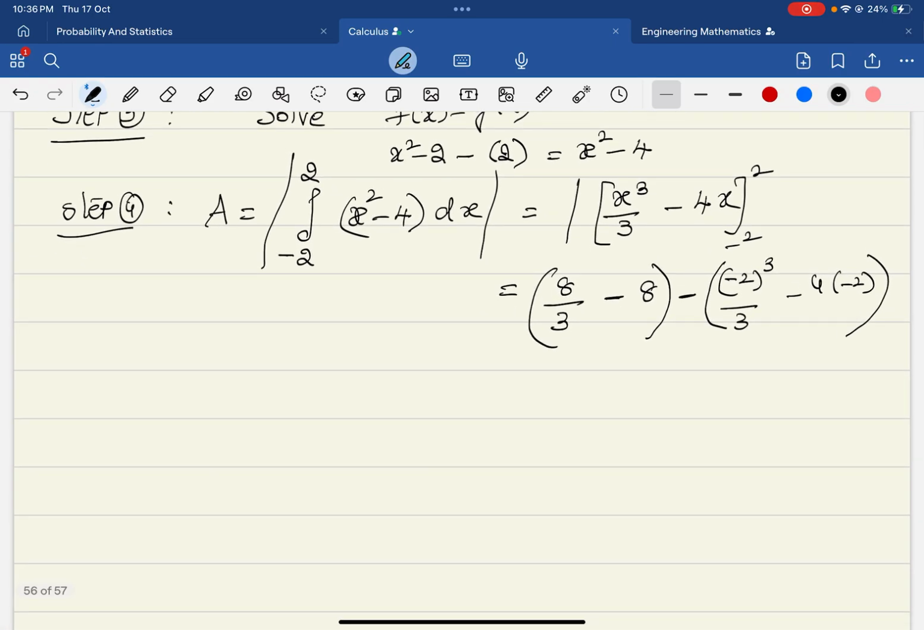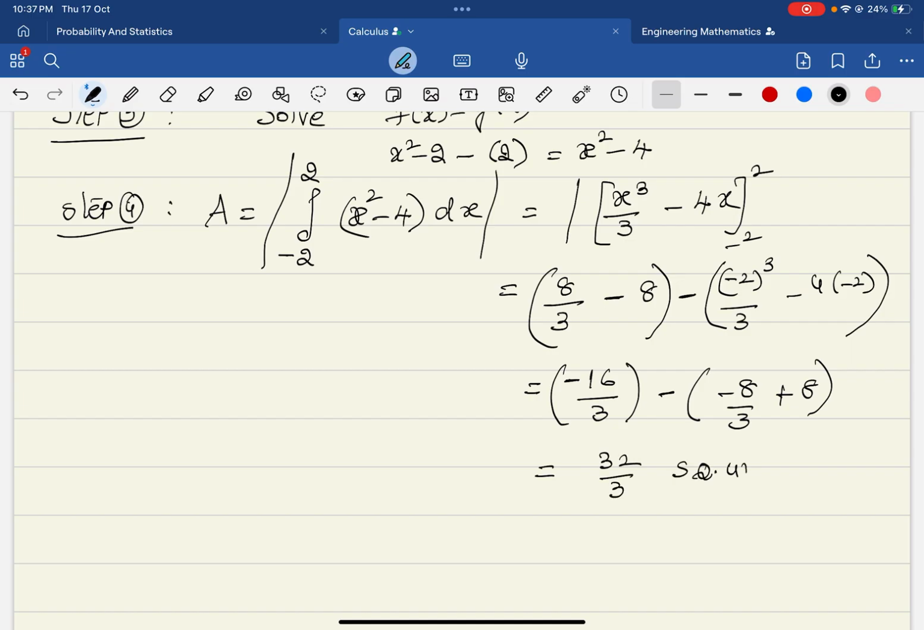Now let us solve this and get the solution. That is given by 8 by 3 minus 8, it is minus 16 by 3. Then minus of, it is minus 8 by 3 and plus 8, which is 16 by 3. So 24 minus 8, minus 24 plus 8 is minus 16 by 3. So when you solve this, we get the area as 32 by 3 square units. And because it's the area, it is in square units.